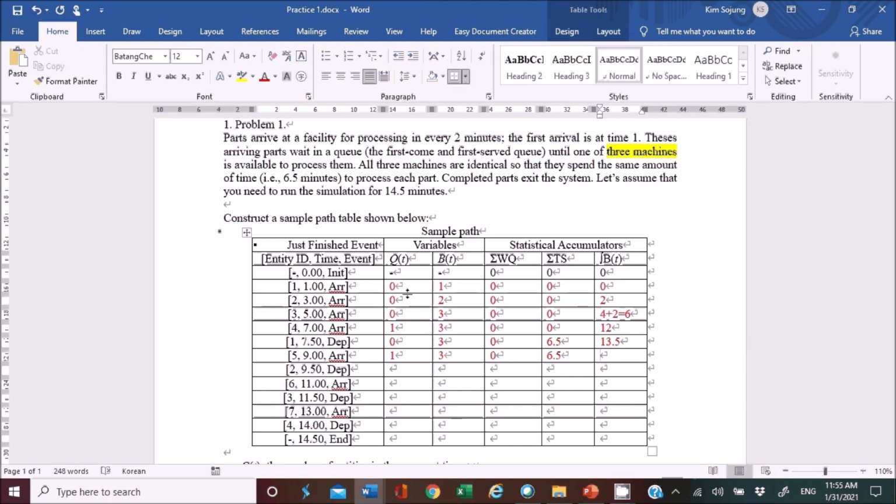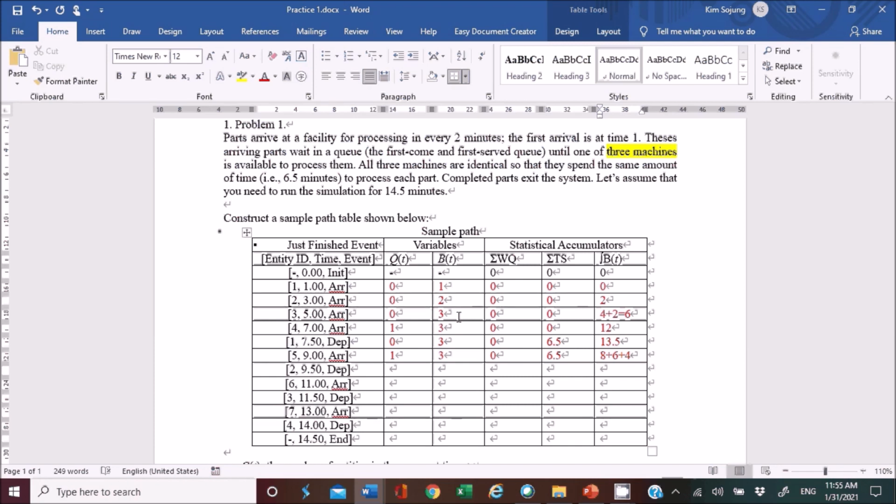Okay, so at 9 minutes you need to calculate the area again, right? So if you subtract 1 from the 9, and then you can calculate actually the area. So 8 plus 6, and then this value becomes 3 at 5, so it should be 3 for 4 minutes, so 4, right?